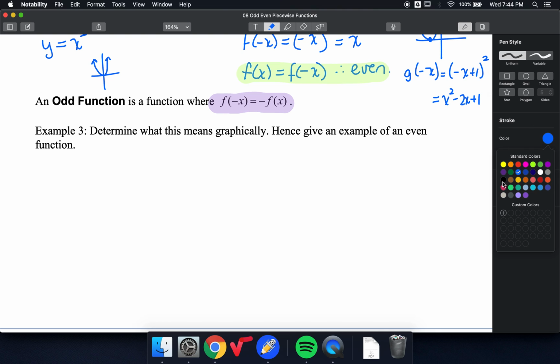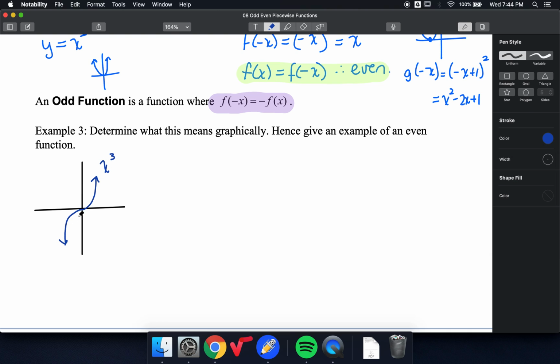Well, an example of this is x cubed. So let's look at x cubed. So here's my x cubed graph. The parent function looks like this. If I think about negative x cubed, that means I'm going to take this and reflect it over the x-axis. Sorry, I misspoke. So negative x cubed, I'm going to take this and flip it over. So this part's going to come up top. This part's going to go down the bottom.